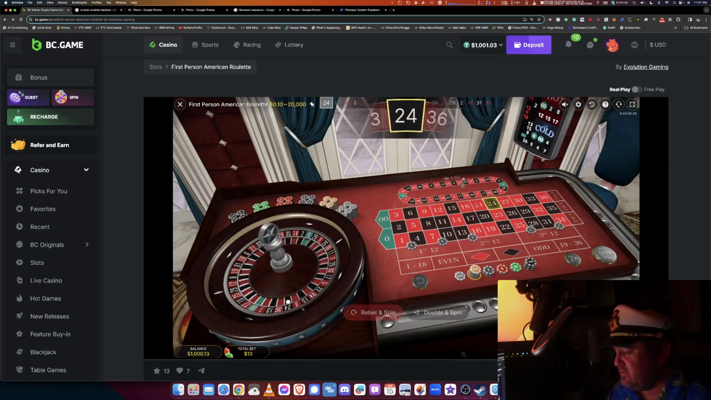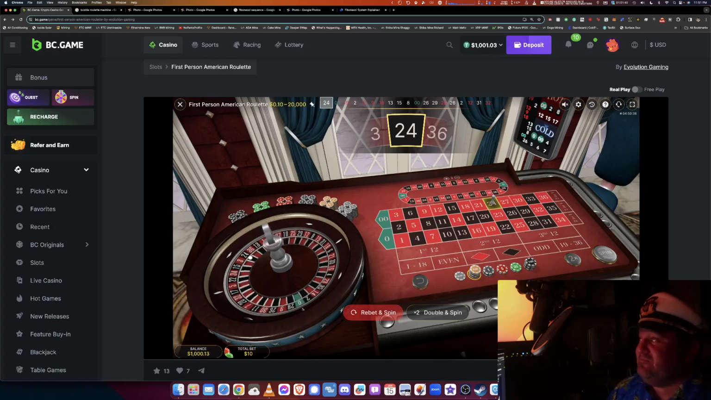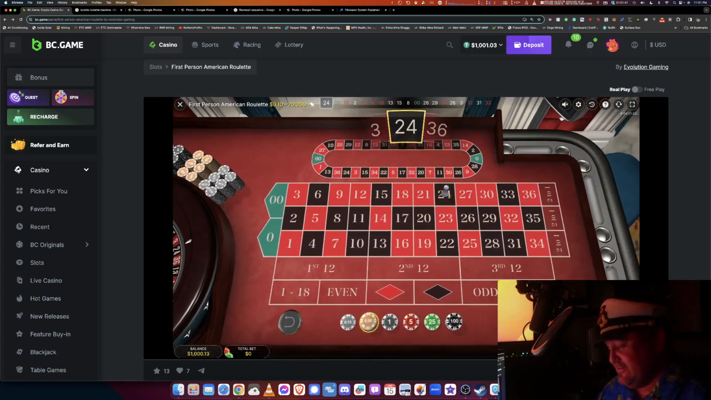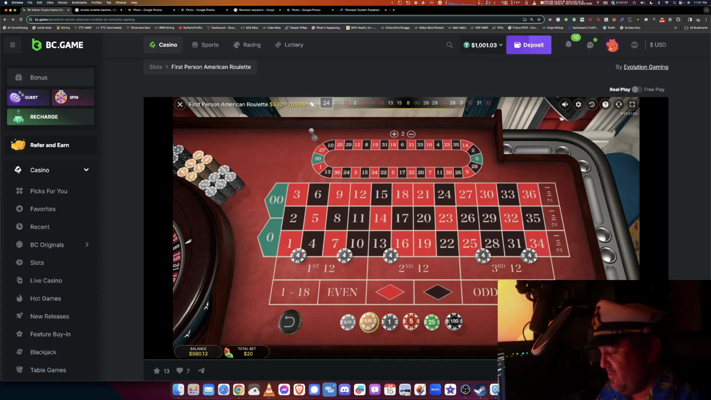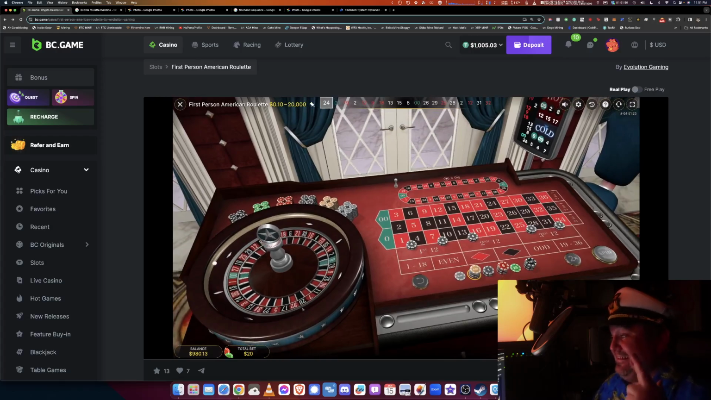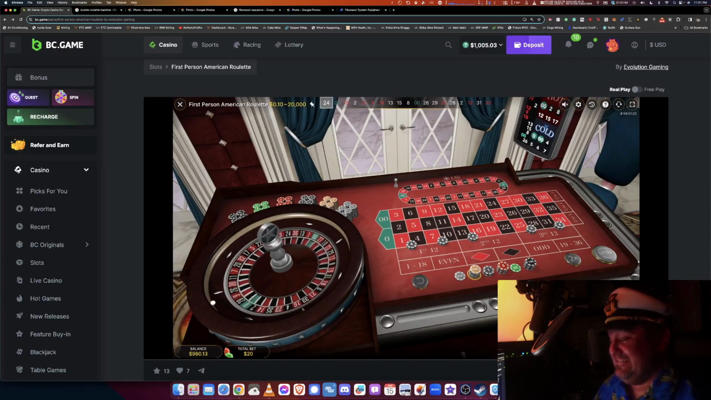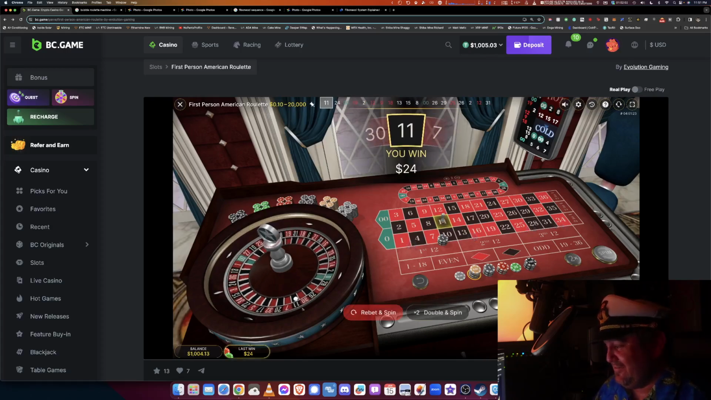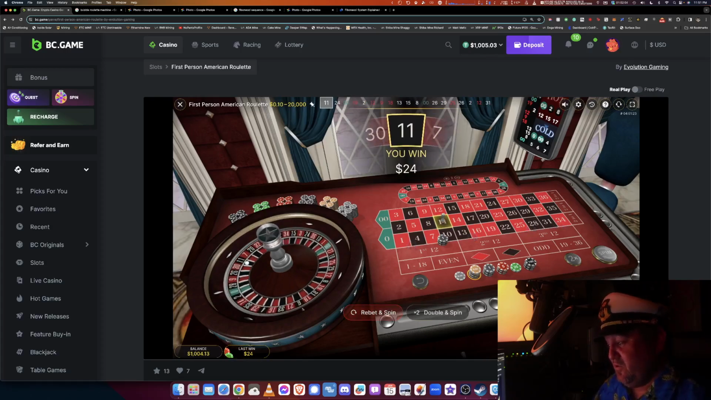24. Oh, now this is where we should have kept our bets there, because essentially, we didn't hit. So we're going to rebet, we're going to double, and we're going to spin again. And hopefully we'll come out ahead of this at the end. I'm not really sure. 11. All right. We're good. Whew.